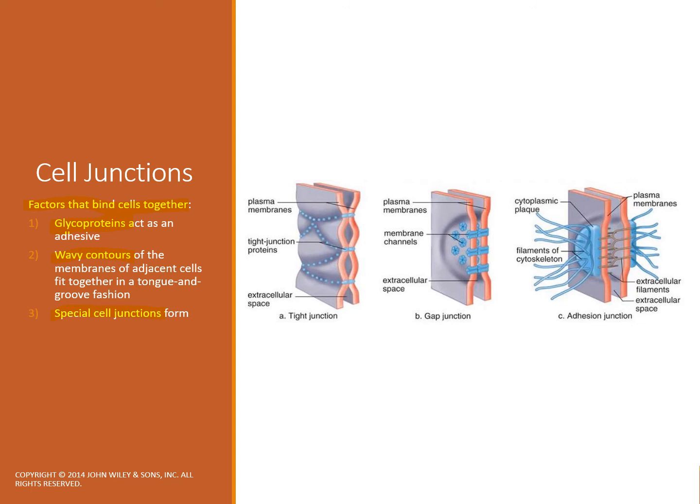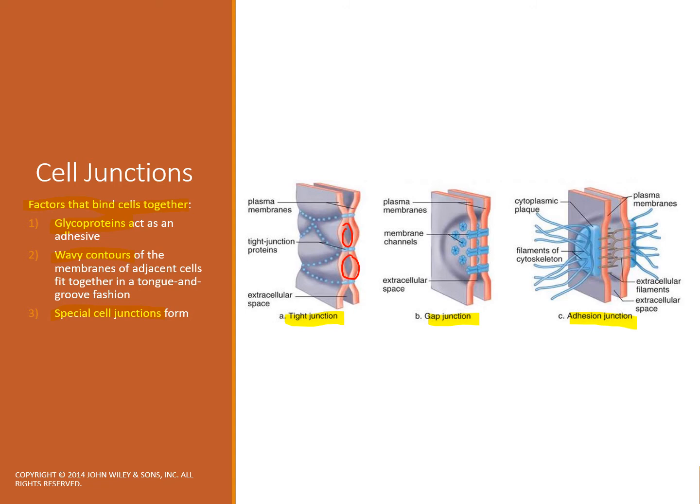Now with these factors in mind, there are 3 different types of cell junctions. We have tight junctions, gap junctions, and adhesion junctions. Tight junctions, these are very impermeable junctions, and they form this continuous seal around cells, and this prevents any molecules from passing through the intercellular space. So here you see the intercellular space is quite small, nothing really can pass between there.